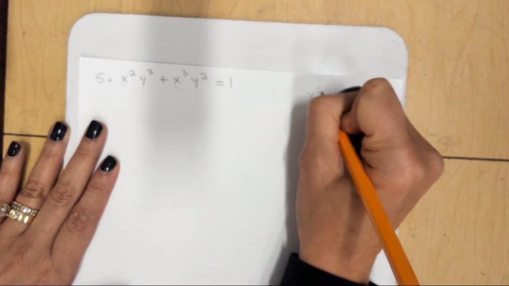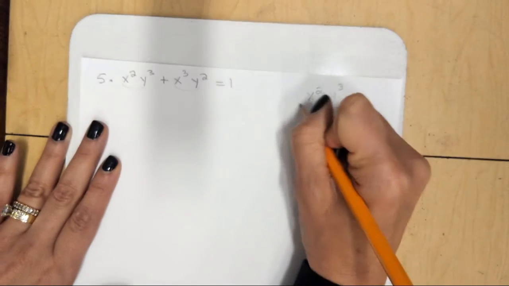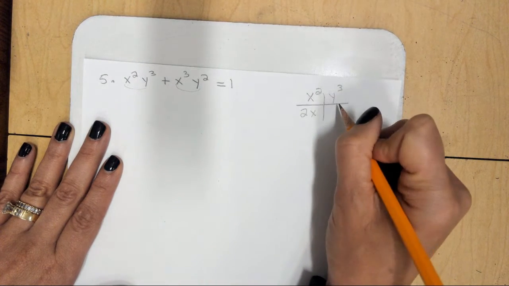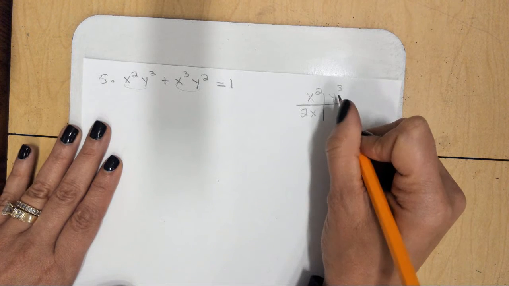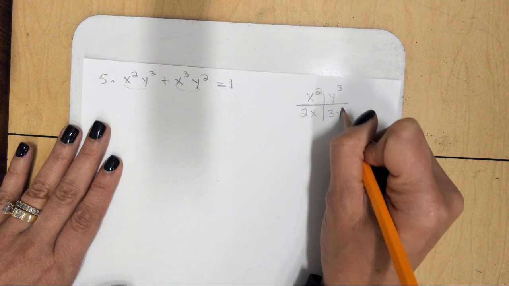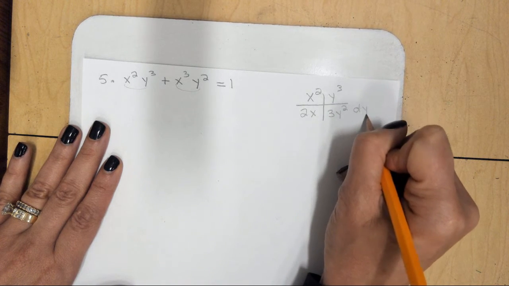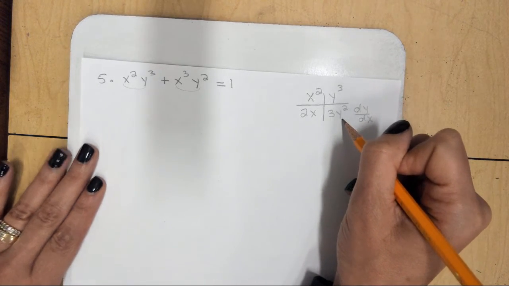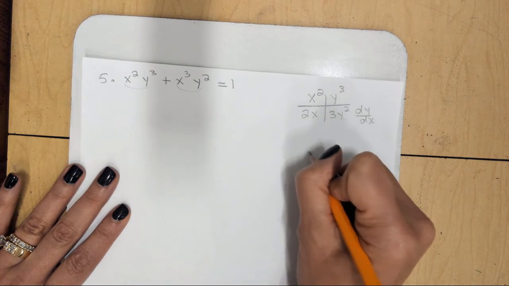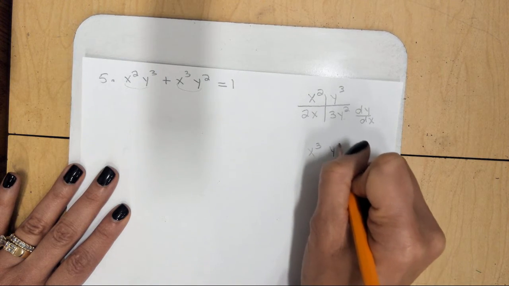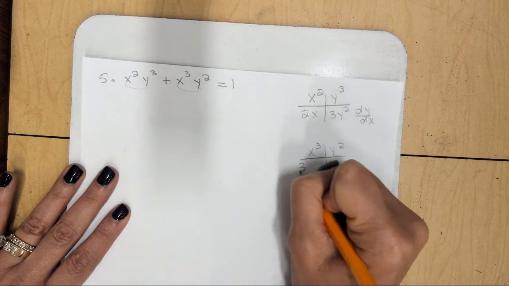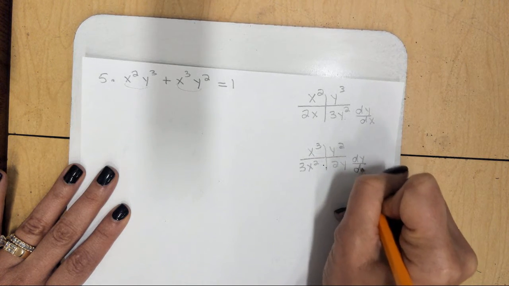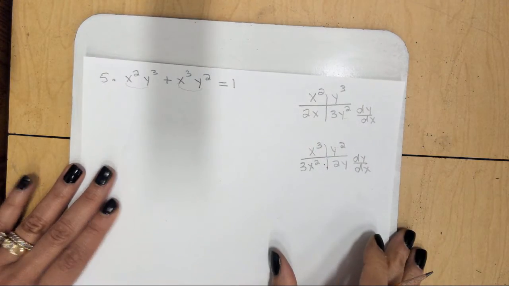So I have x squared y cubed. I draw the cross. I know the derivative of x squared is 2x, and the derivative with respect to x of y cubed is 3y squared. It's a y, so I need the dy over dx, since it's with respect to x, and this is not an x, this is a y. And then I'll do my second one, x cubed y squared, again the cross, so this is 3x squared, 2y dy over dx. So I did my two products on the side.